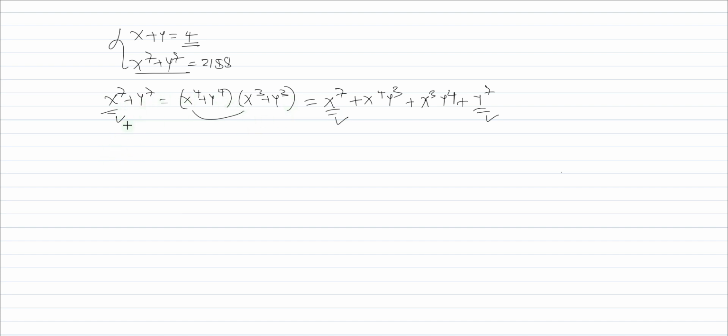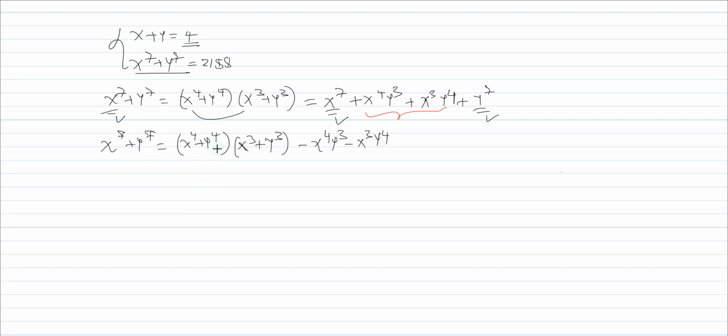So it means that x to the 7 plus y to the 7 is going to be this product minus these 2. So we're going to say that x to the 7 plus y to the 7 is going to be equal to x to the 4 plus y to the 4, which multiplies x cubed plus y cubed, and then minus x to the 4 y cubed minus x cubed y to the 4. Okay guys, so now we know that this one is going to be equal to this.